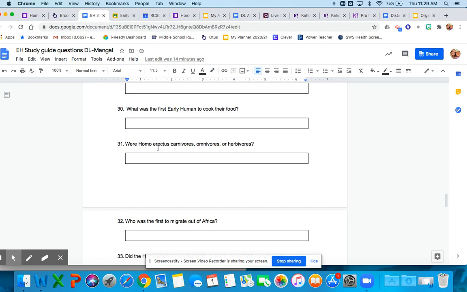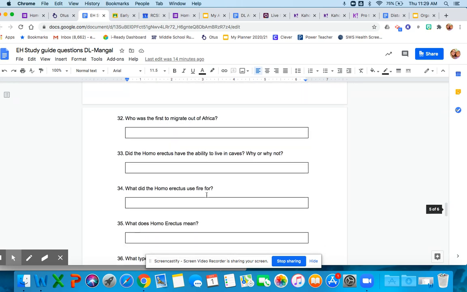And were Homo erectus carnivores, omnivores, or herbivores? And the correct answer is omnivores. That means they ate meat and fruit and vegetables just like us, most of us.